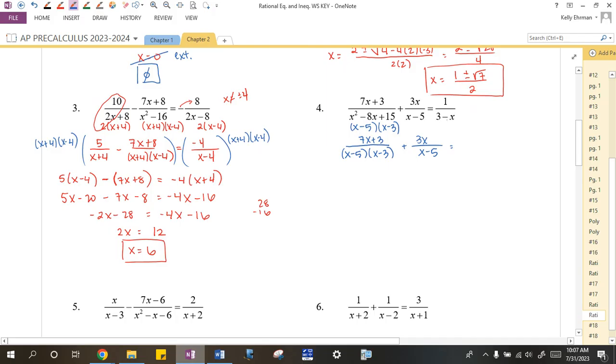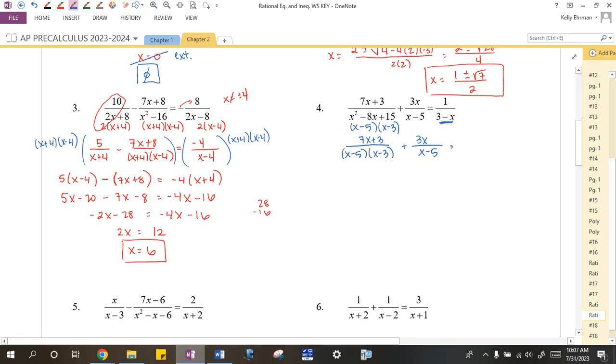1 over 3 minus x. 3 minus x is not a different factor from x minus 3. And you don't want to go multiplying both sides by x minus 5, x minus 3, 3 minus x, because that's not the least common denominator. You've introduced an extra factor that's going to make the problem a lot harder.